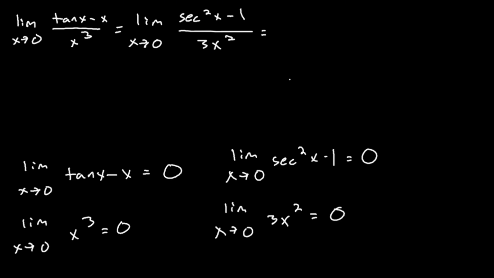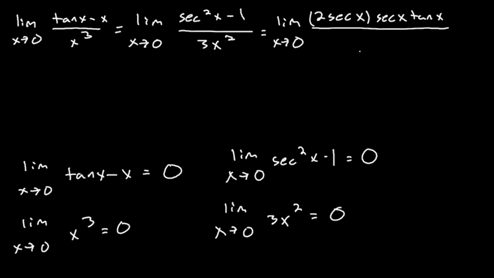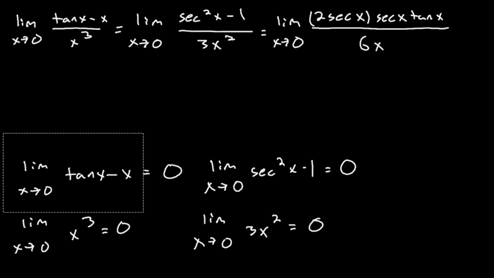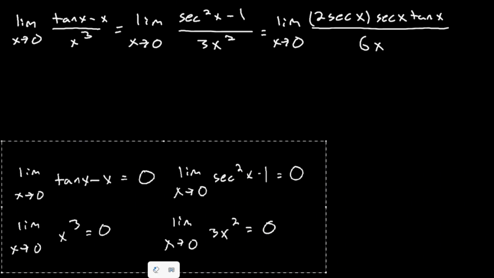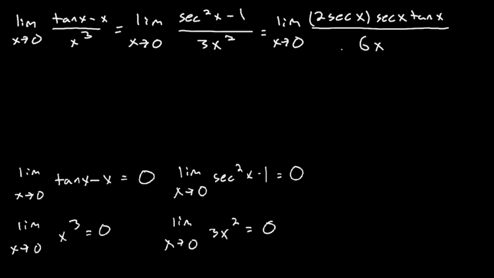So we can use L'Hopital's rule again. Let's go ahead and use it. Well, we need to find the derivative of the upper function, and for this we need to use chain rule and power rule. So it's 2 times secant x, and then the chain rule for secant is secant x tangent x, over the derivative of 3x squared, which is just 6x. Okay? Well, let's show that we can use L'Hopital's rule again, because as x approaches 0, 6x is still 0.